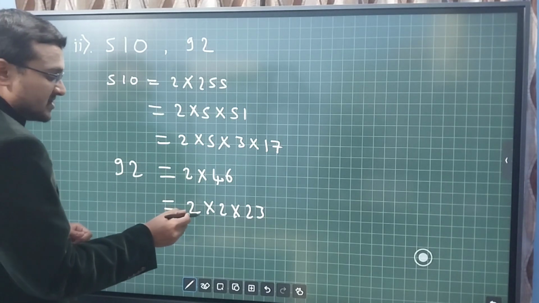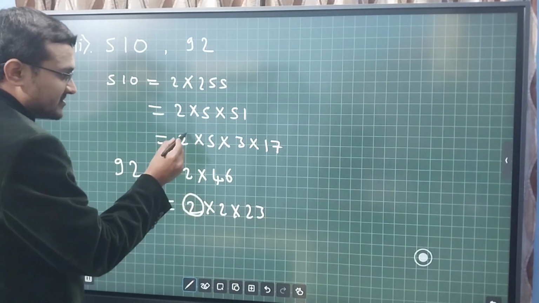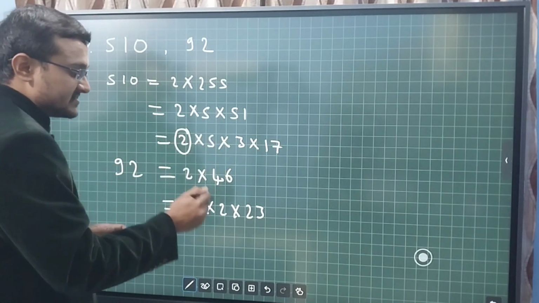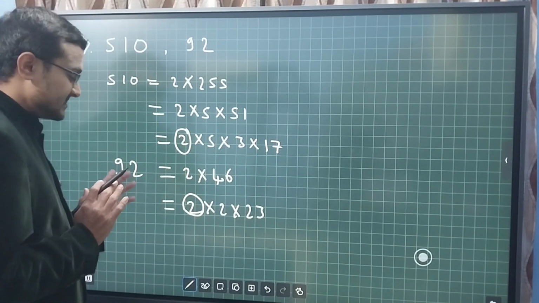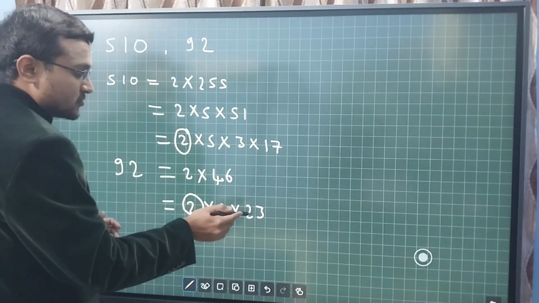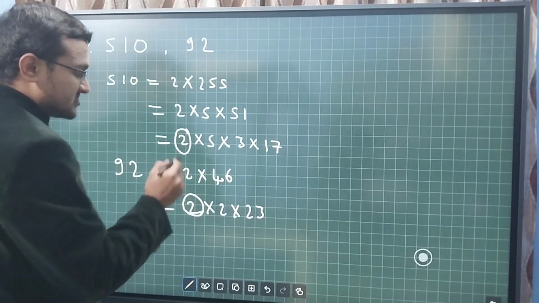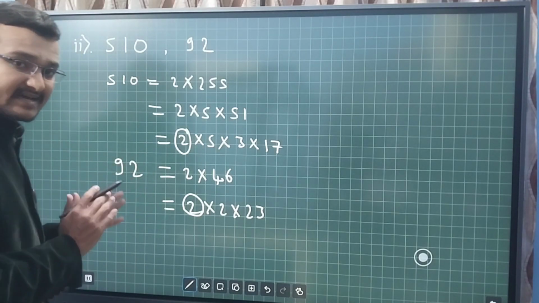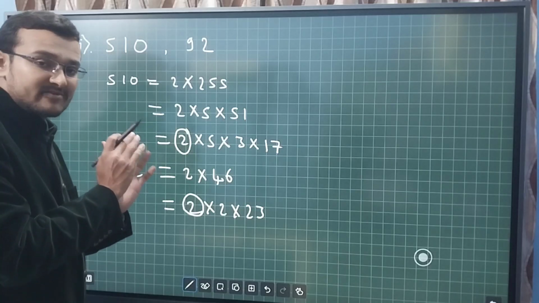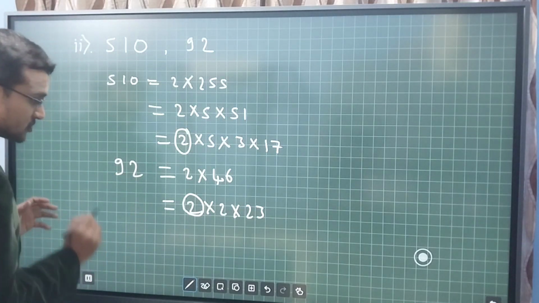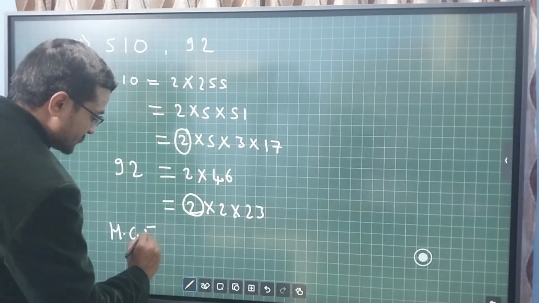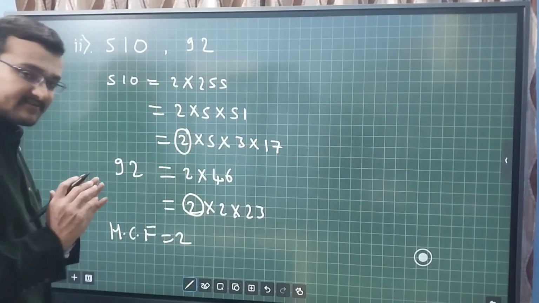So that means here you can see 2 is common in both of them, and 5 is not there, 3 is not there, 17 is not there in 92. Similarly, one more 2 is not there in 510, and 23 is not there in 510. So the only common factor between both the numbers is 2. So the HCF is 2.